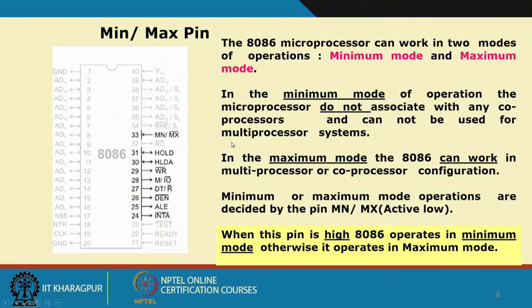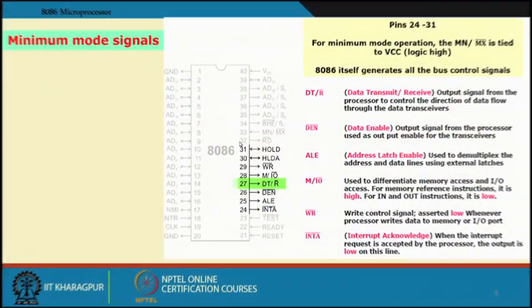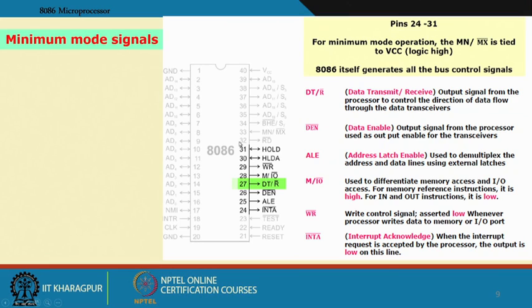Then this is activated by the MN/MX bar line. For the minimum mode of operation, you should put it high, and low for maximum mode. So, for minimum mode of operation, this MN/MX bar line should be tied high.